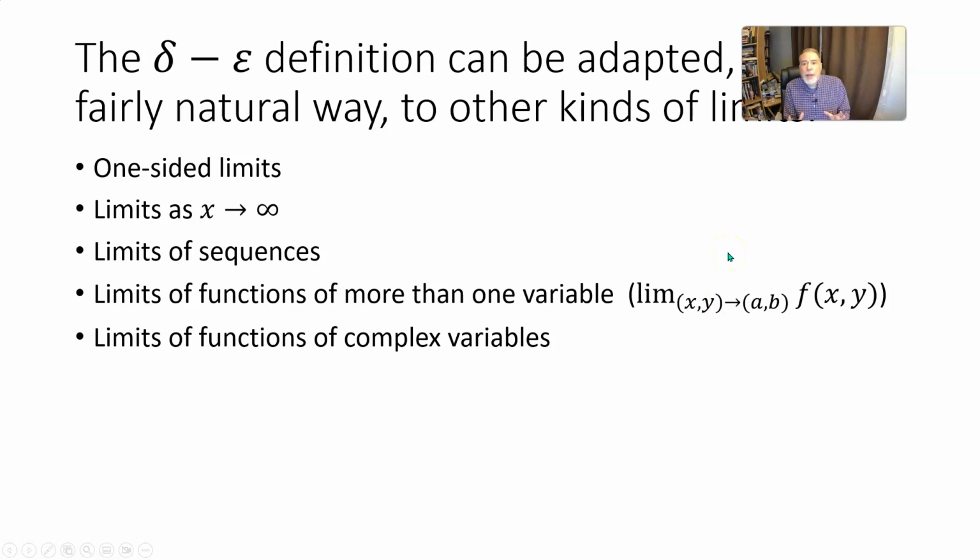So let me just wrap up by saying that this delta epsilon definition for limits can be adapted in a fairly natural way to other kinds of limits. So if you go on to study things like one-sided limits, limits as x approaches infinity, limits of sequences, limits of functions of more than one variable like f of x and y, or limits of functions of complex variables, variables that can stand for complex numbers. This same definition with a little manipulation or tweaking works for those situations.